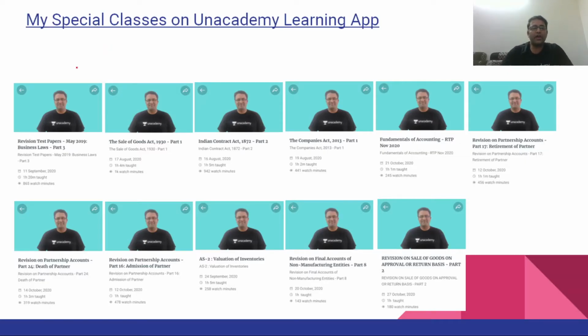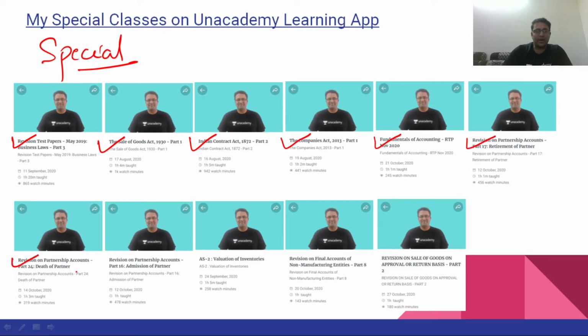Now, like I told you, the Unacademy Learning app houses all the live and recorded special classes that are conducted. Here are the snapshots of a few of the many special classes that I have conducted on the Unacademy Learning app, which are there at your disposal and which you can make use of in your preparation for the CA Foundation and Intermediate examination. The special classes are on Revision Test Paper, Sale of Goods Act, Indian Contracts Act, Companies Act, Fundamentals of Accounting, Revision of Partnership Accounts Retirement, Revision of Partnership Accounts Death of a Partner, revision on partnership accounts admission, valuation of inventories, revision on final accounts, and revision on sale of goods on approval or return basis. So there are all these sessions among many other sessions available as special classes on the Unacademy Learning app. Please go on to the Unacademy Learning app and make use of all these resources that are available to you to help you in your preparations.